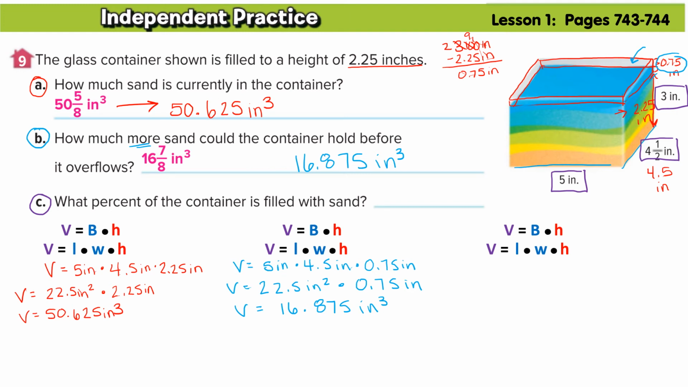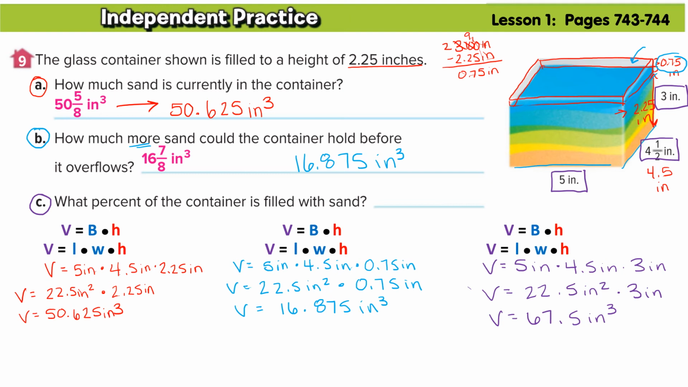So now we have volume equals 5 inches times 4.5 inches times 3 inches. So volume equals 22.5 inches squared times 3 inches. So volume equals 67.5 inches cubed.